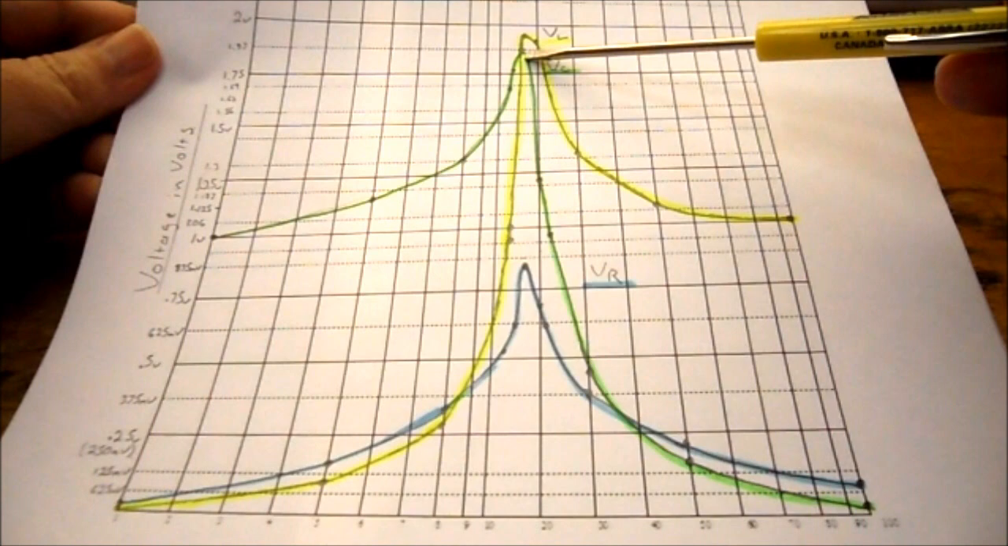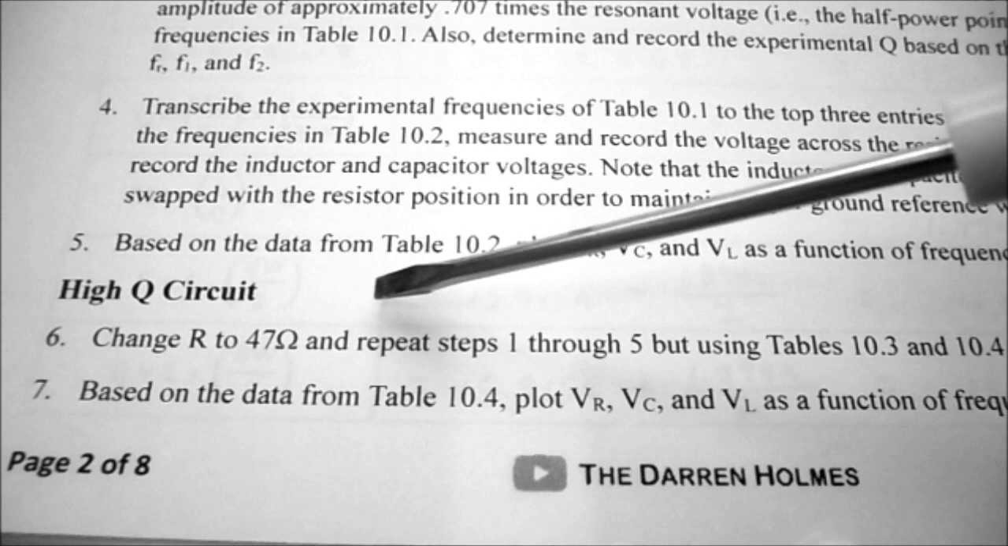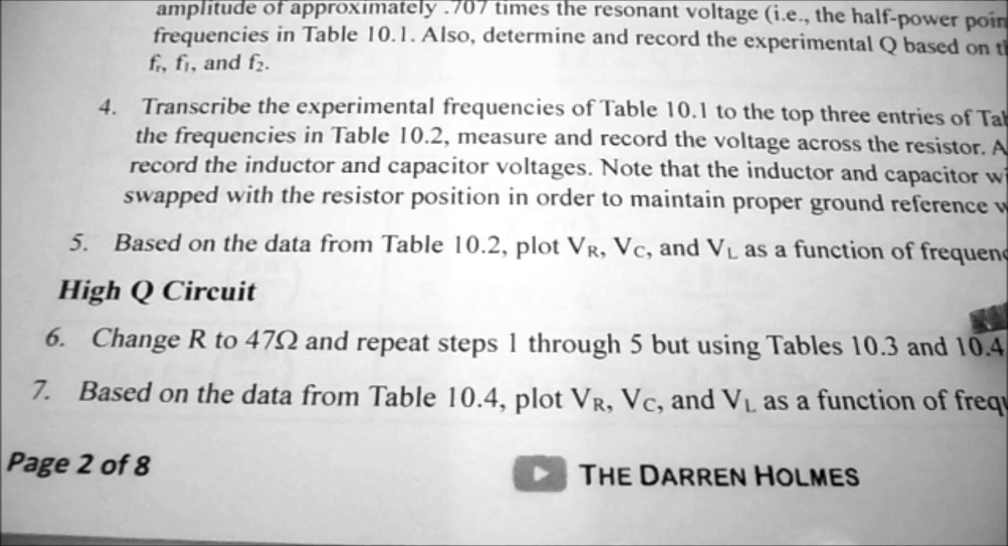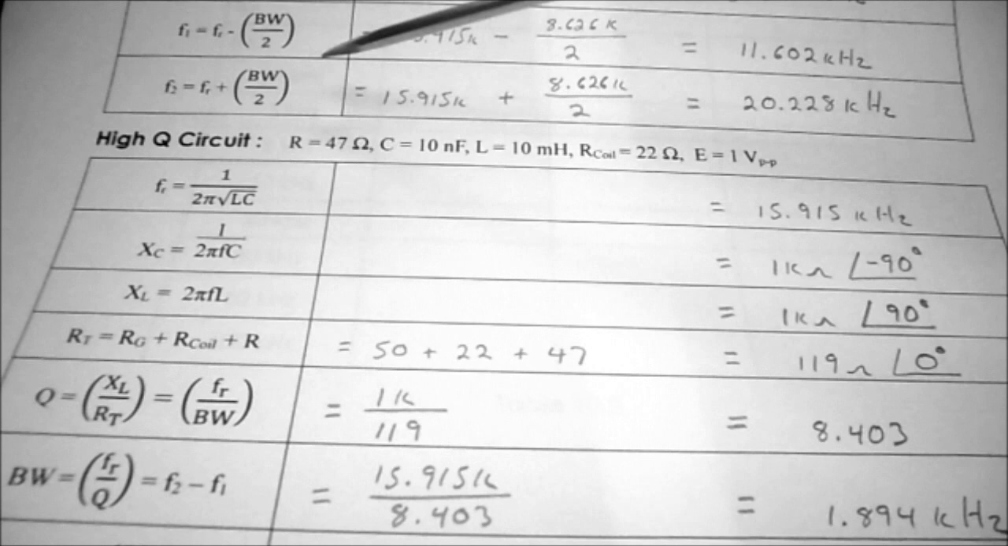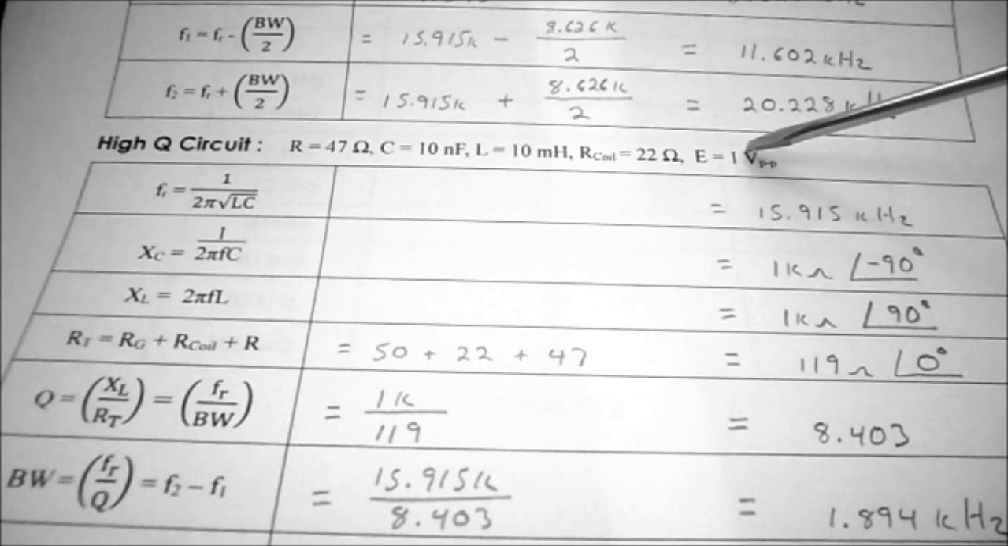Moving on to the high Q circuit under procedure, step number 6, we're to change R to 47 ohms and repeat steps 1 through 5, but using tables 10.3 and 10.4 for the high Q circuit. For our high Q circuit, we're replacing the 470 ohm resistor with the 47 ohm resistor. All our other components remain the same.